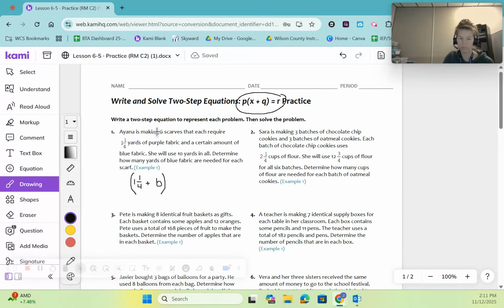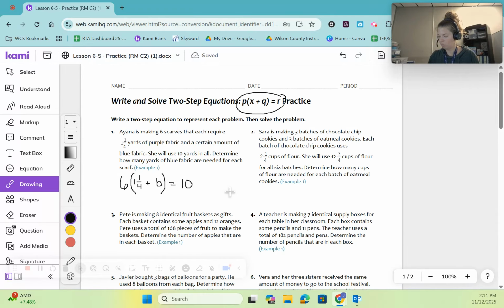Now, because this problem says we have 6 scarves, we're going to be multiplying the 1¼ for the purple and however much blue we use by each of the 6 scarves. So we're setting up our distributive property. And then it says she will use 10 yards in all, so that's going to equal 10. To solve from here, we can use our distributive property, or you can divide by 6. Either way is totally fine. I'm going to do distributive property for right now.